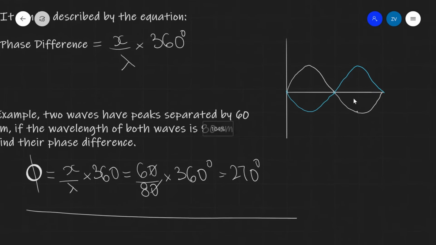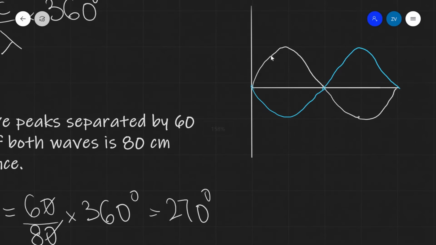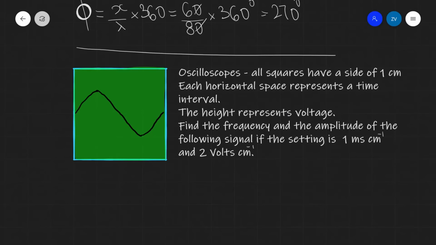And if we see a wave pattern in which the peak of one wave meets the trough of another wave, such as these two waves over here, then we instantly know that the phase difference phi in this case is going to be 180 degrees. Right guys, let's revise oscilloscopes next.